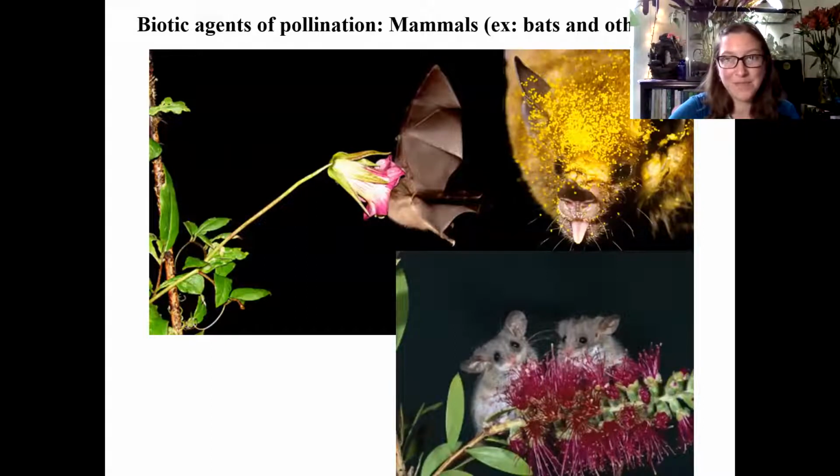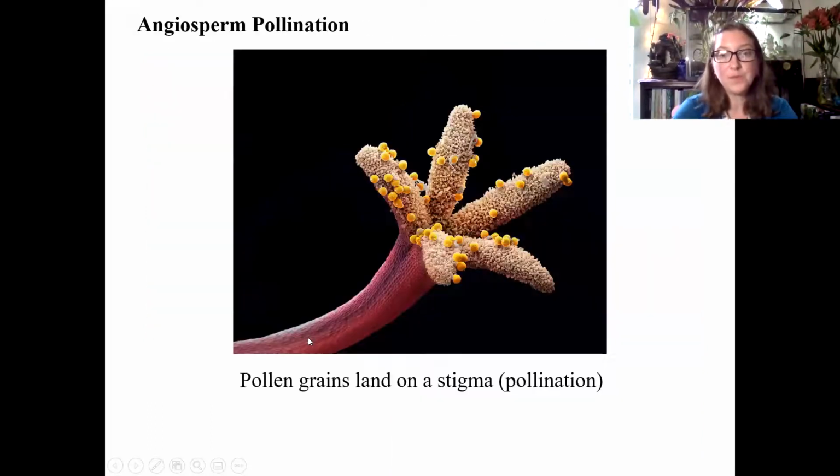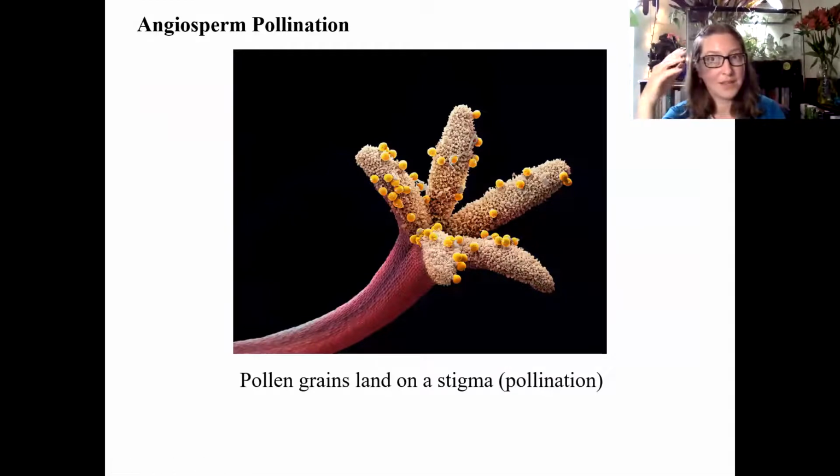bats. Oh, I love this slide. Look at the bat's face. It's so cute. Yeah, bats can be agents of pollination. Other small mammals too, like these little mice things, can also be agents of pollination. But look at all the pollen on this bat, right? And then it goes to another flower to eat the nectar and puts all that pollen right on that stigma. So whether it's wind, water, bats, moths, flies, small mice things, one way or the other, the pollen grains get from an anther to the top of a stigma, and that's pollination.